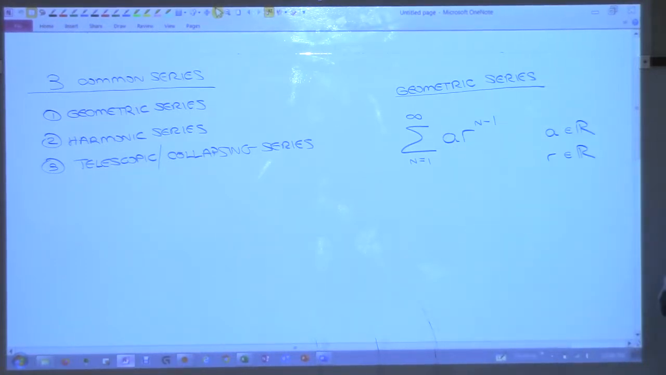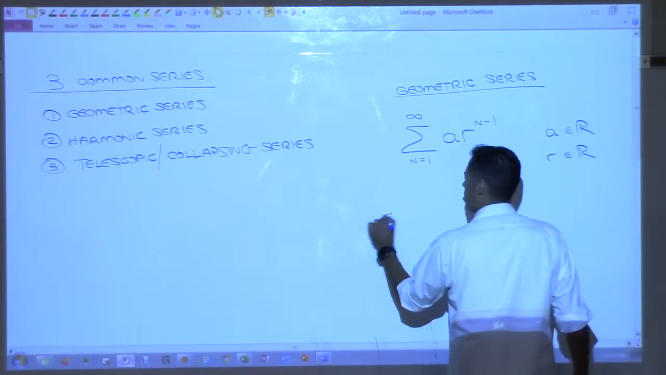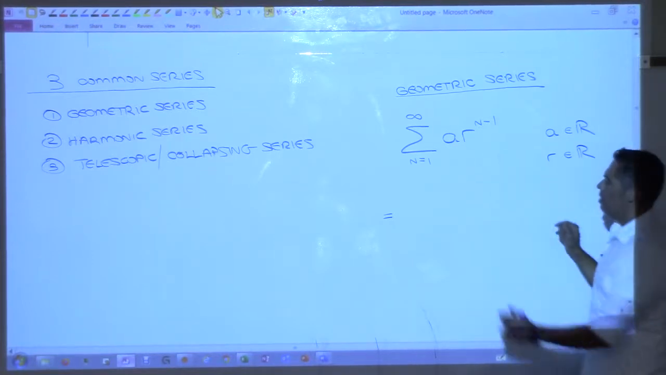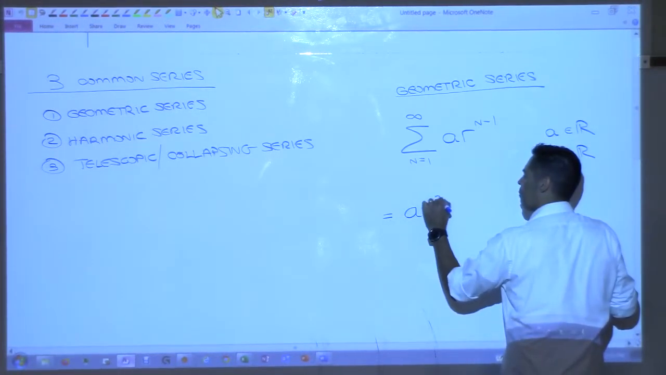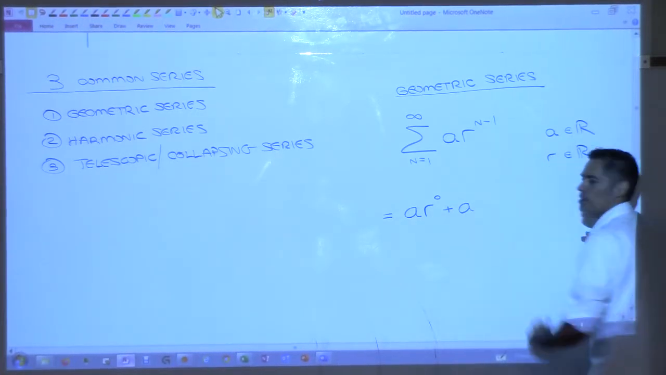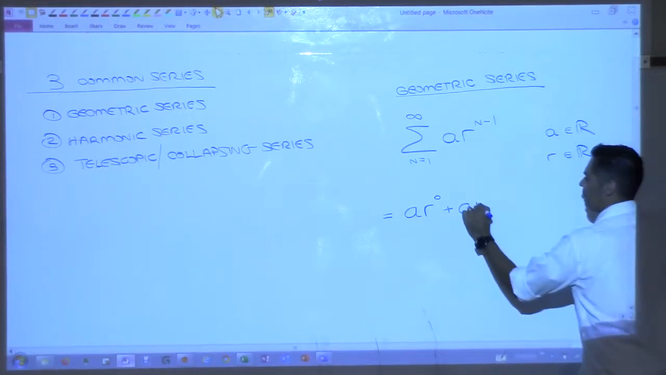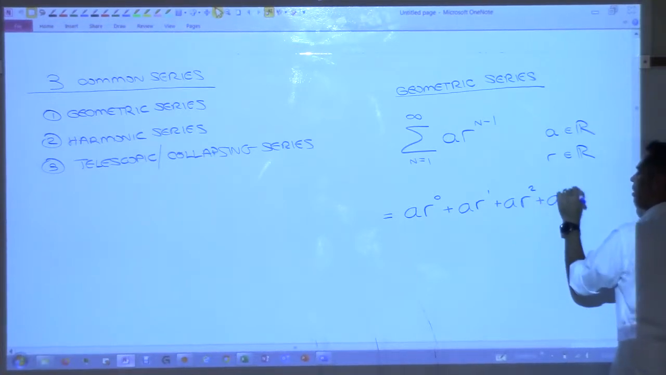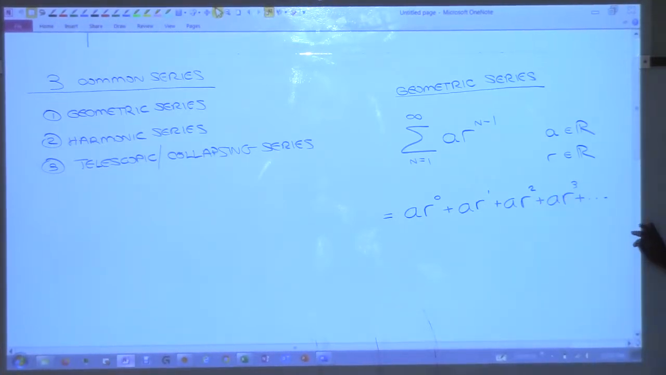Let's take a look at what this series looks like if we started to write the terms out, okay? Let's write the terms out. What would be the first term of this sum? So you replace n with 1, so you get a times r to the 0, which is just 1, so just a here, plus a times r to the first power, right? Plus a times r squared plus a times r cubed plus dot, dot, dot, right? Forever. Agreed?